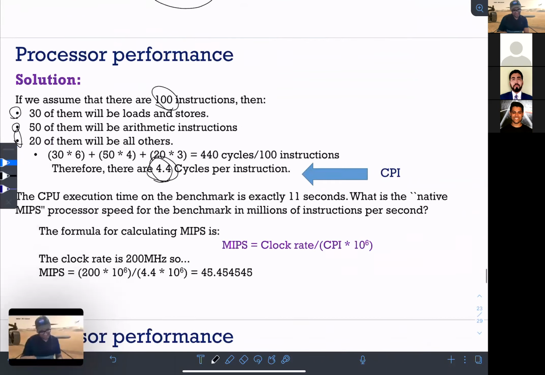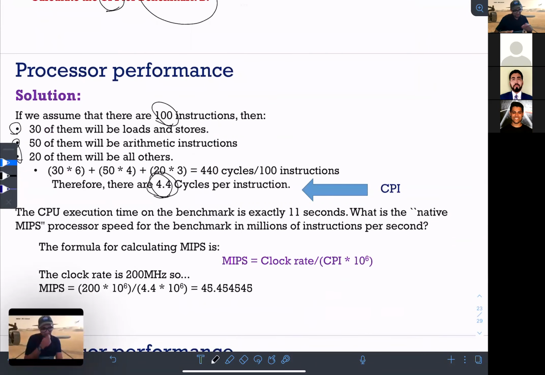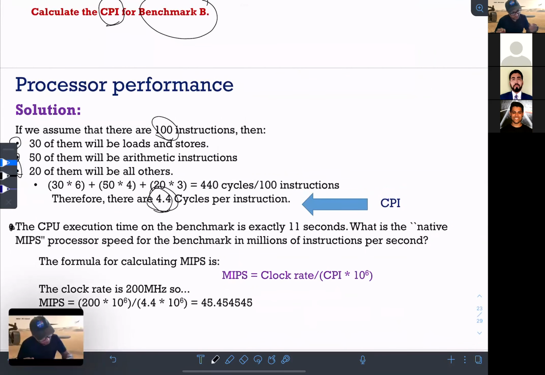Anyway, now the second part of the problem. Say the CPU execution time on that benchmark is 11 seconds. This is the CPU time. What is the native MIPS processor speed for the benchmark in millions of instructions per second? What does it mean from your point of view?